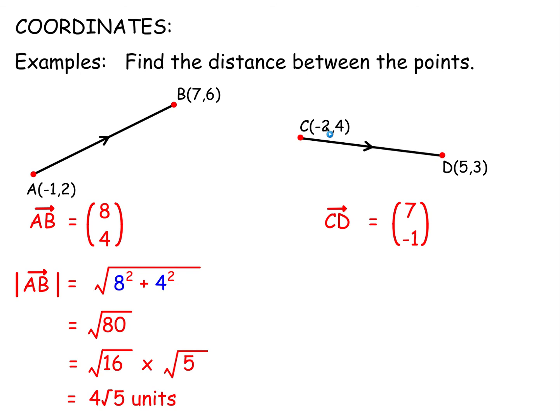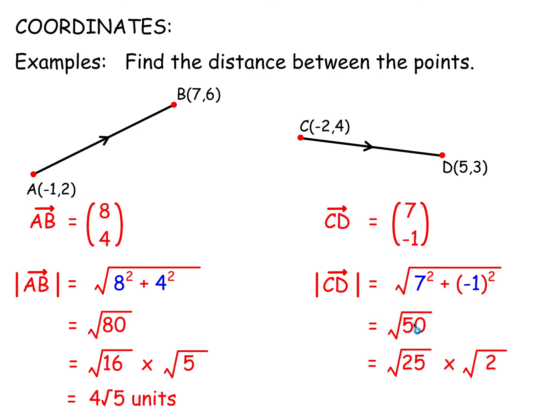So that's negative 2, add 7, you get that 5. 4, add that negative 1, you get that 3. Now just square the components, add and take the square root. 7 squared, 49, negative 1 squared, positive 1, that makes root 50. That's root 25 times root 2, that's 5 root 2. So that's the size of the line, it's the distance between the points, it's the magnitude or size of the vector. All the same thing.